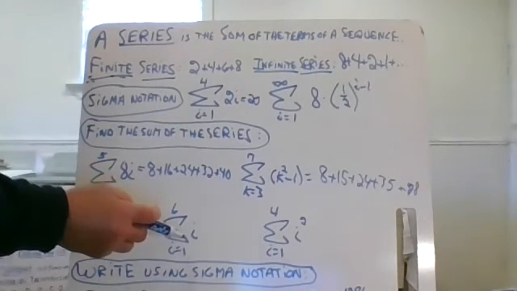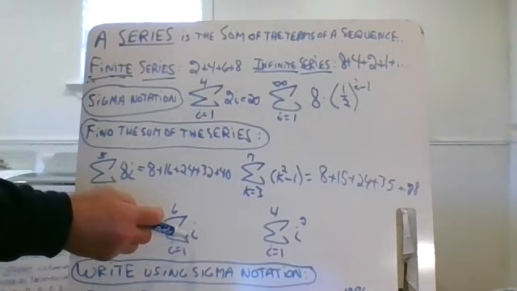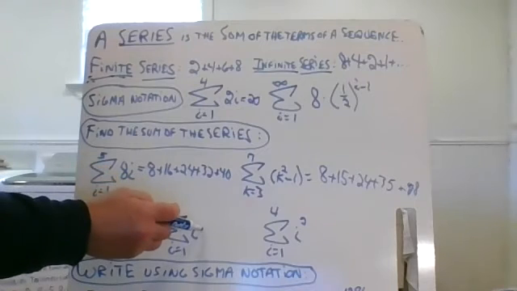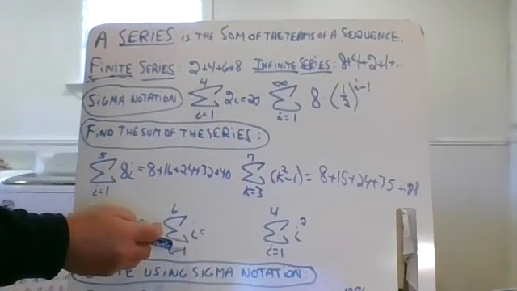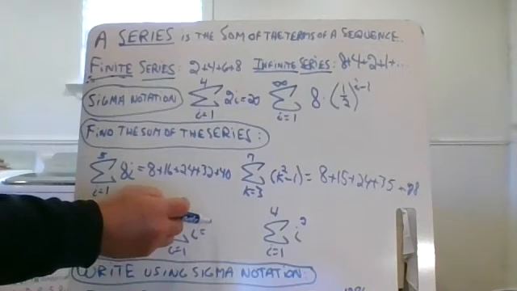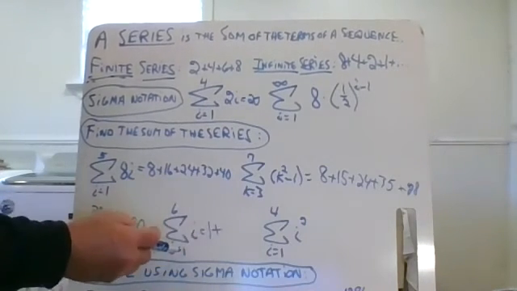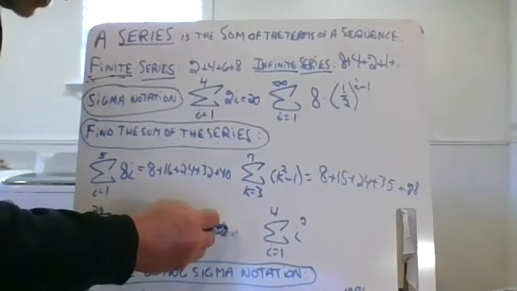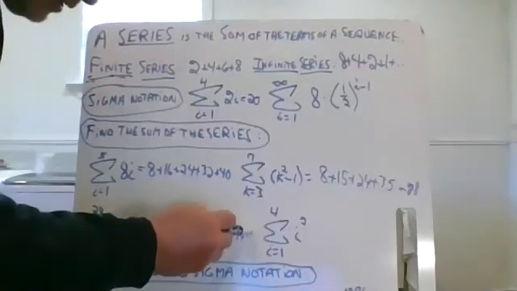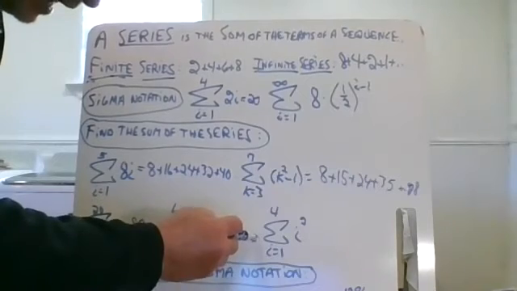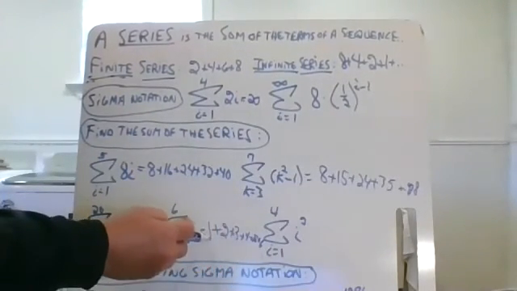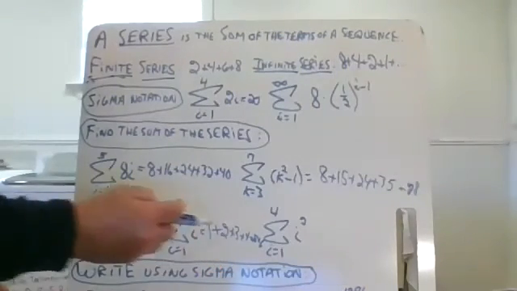Now this one is your a sub n equals n, or a sub i equals i. Now when you go from 1 to 6, what are you getting? Well, when c equals 1, the i is 1. When c equals 2, the i is 2. And then 3, 4, 5, and 6. So you're just adding 1, 2, 3, 4, 5, and 6.